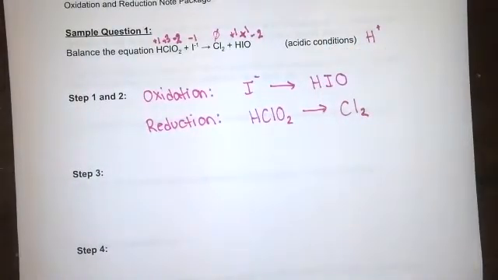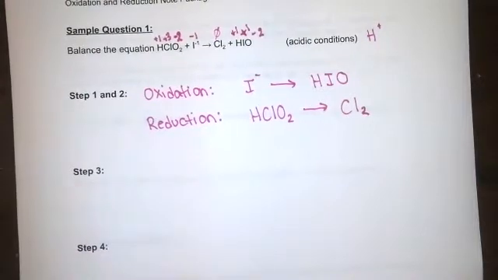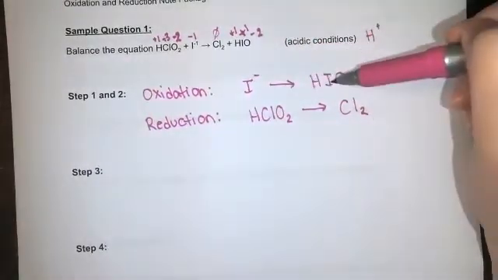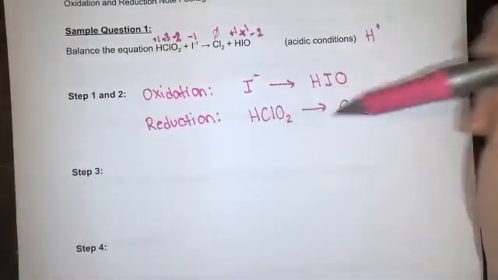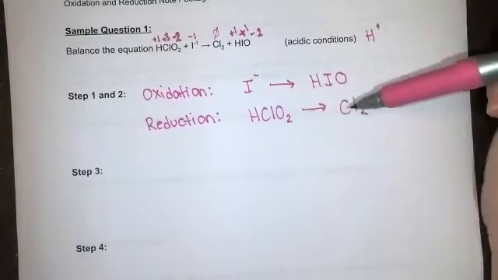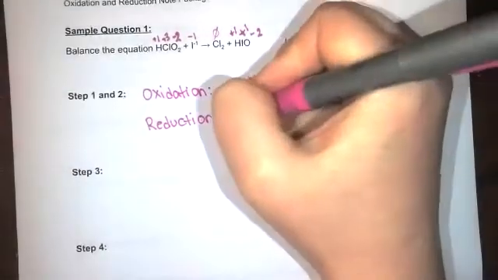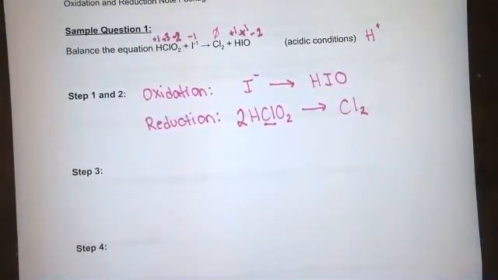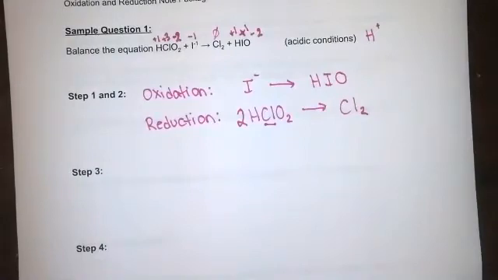So my next step, and this is combining with step 2, is just to balance those major ions or atoms. So here I have iodine, that's balanced. On this side, I have chlorine 2 and 1, so let's make sure I have 2 chlorines, right? I'm balancing the atoms that changed oxidation number. I'm not right now worrying about oxygen or hydrogen.